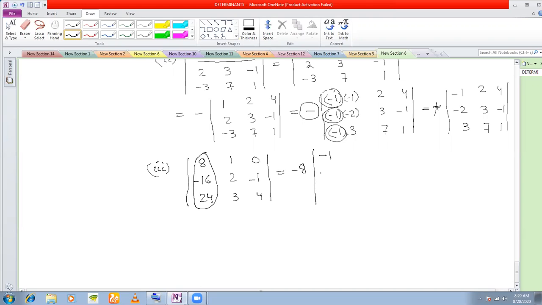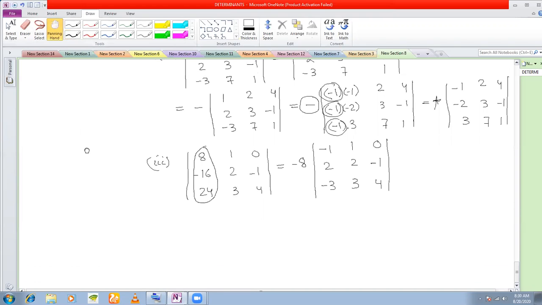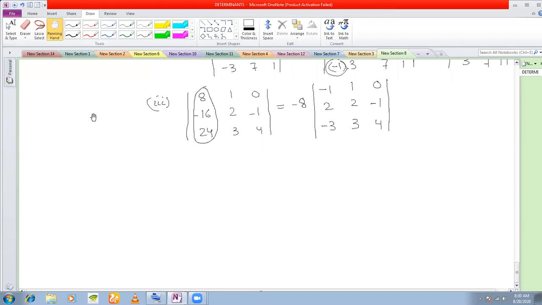This will become 2, and this will become -3. I think now the property must be clear. The other two columns we write as they are. So this can be done to any row or any column. Understood? It can be done to any row or any column.